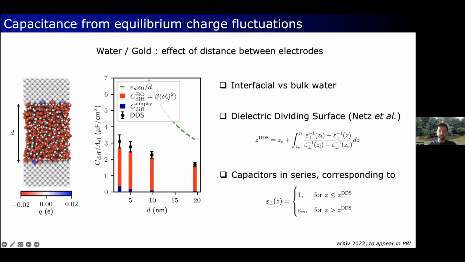And from using this position, you can look at an equivalent permittivity profile, which would be one for the vacuum region next to the interface, and then the bulk permittivity of water between the two DDS, one on each surface, which defines an effective width of the capacitor. And here is a prediction of this capacitors in series model, the black symbols, and you see that it's a much better prediction of the differential capacitance obtained from simulation using this simple model, so a coarse-grained description of the interface.